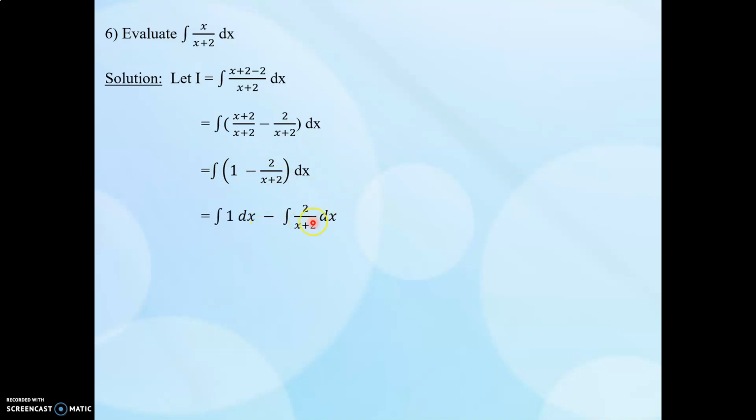Integral 1 dx minus integral 2 upon x plus 2 dx. That is, integral 1 dx is x, minus 2 is a constant, and this is 1 upon x plus 2 format, that is log mod x plus 2 plus c. This is the answer for this question.